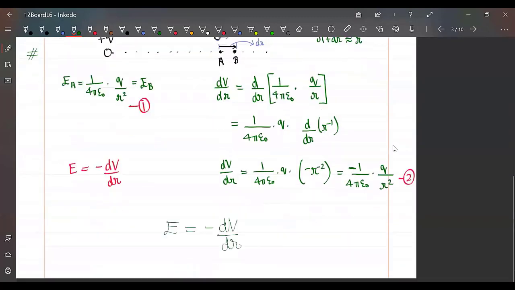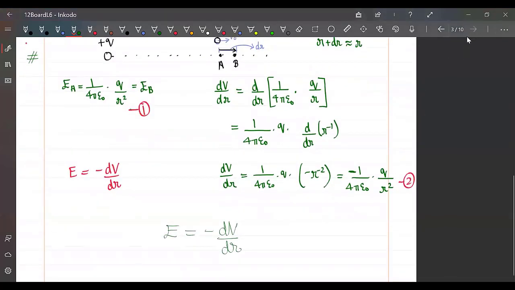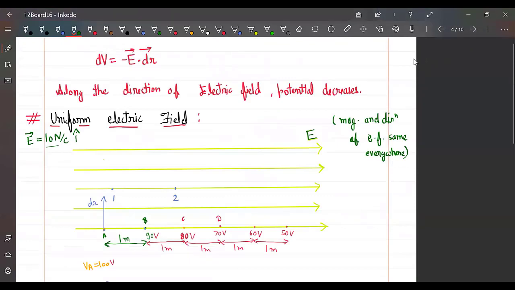So here electric field and potential were related. In other terms, we can write that dV is equal to minus E dot dr. The same relation, because potential decreases in the direction of electric field. If you move in the direction of electric field, E dot dr will be positive, but dV will become negative. So along the direction of electric field, potential always decreases.